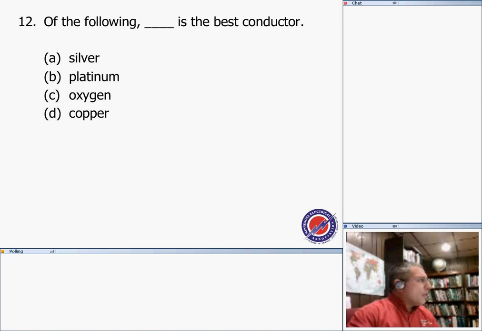Number 12, the best conductor. Number 12, based on all these, is silver.